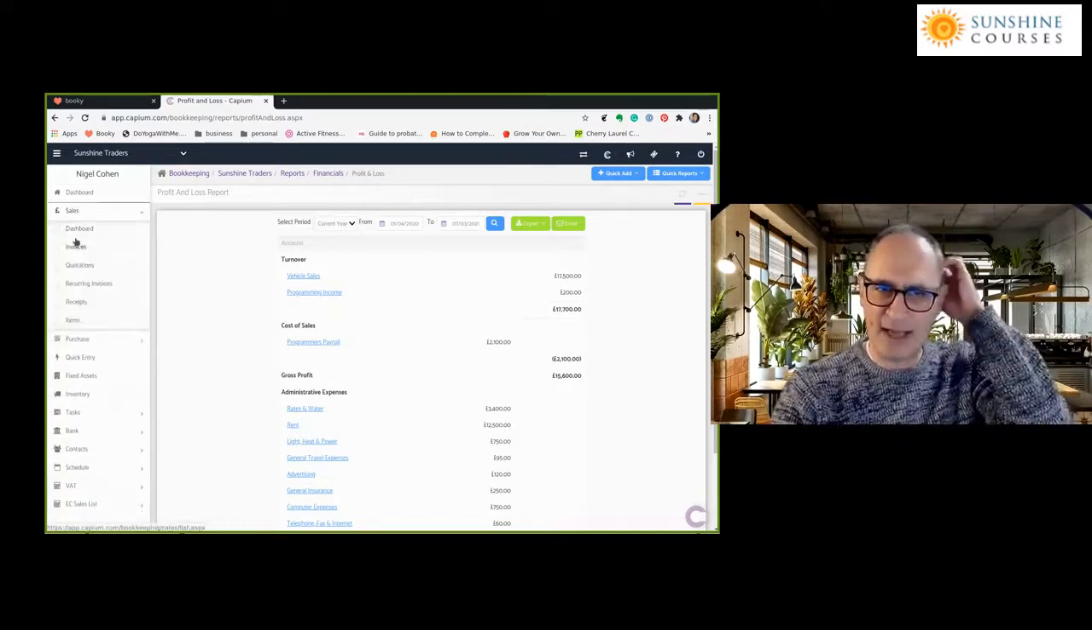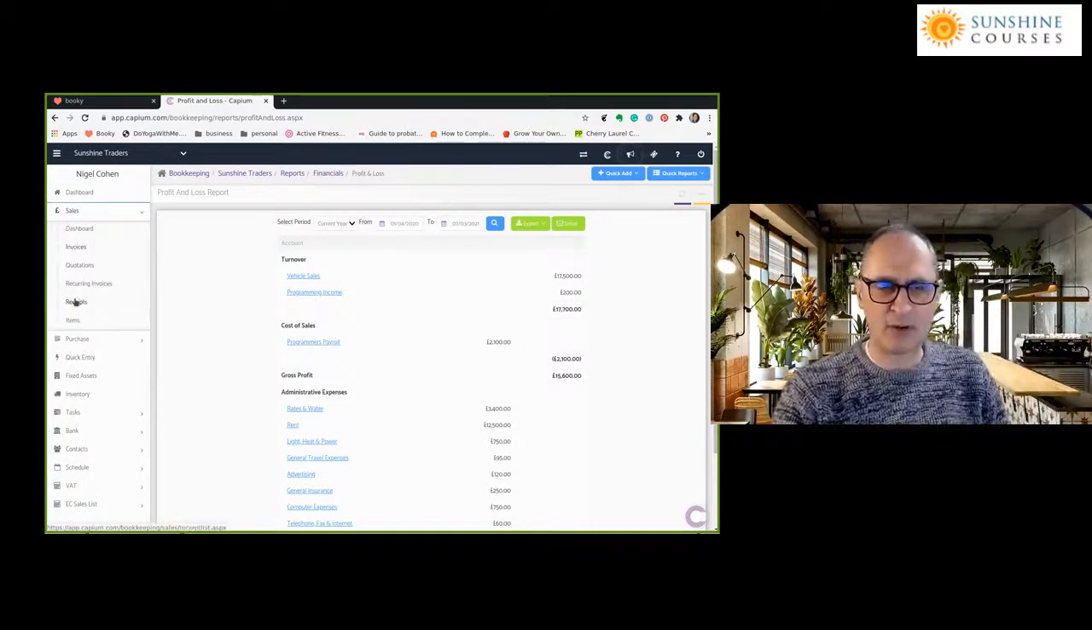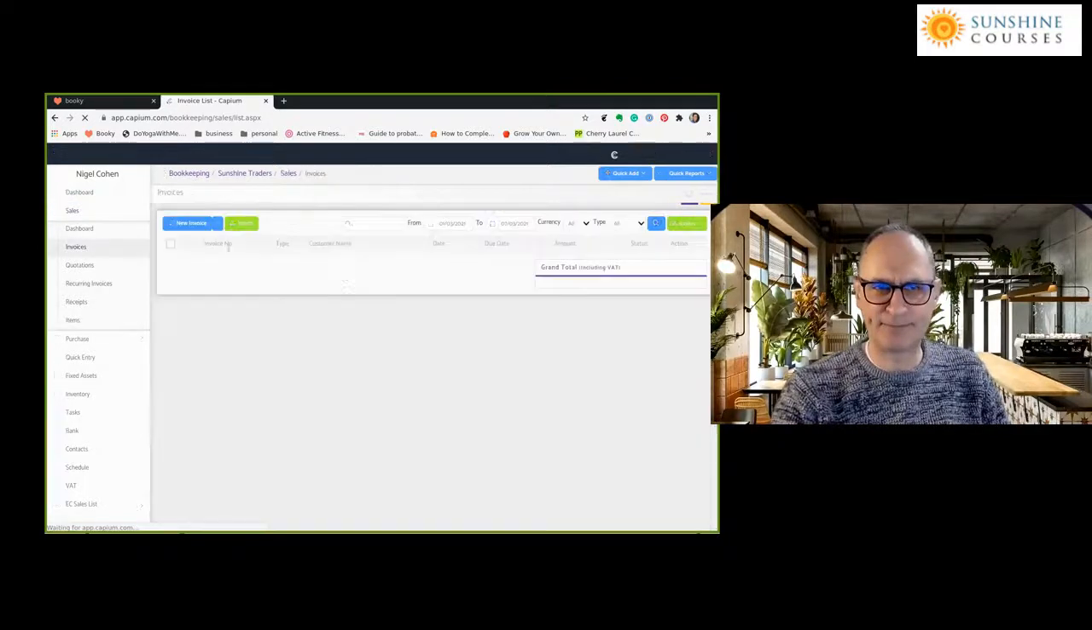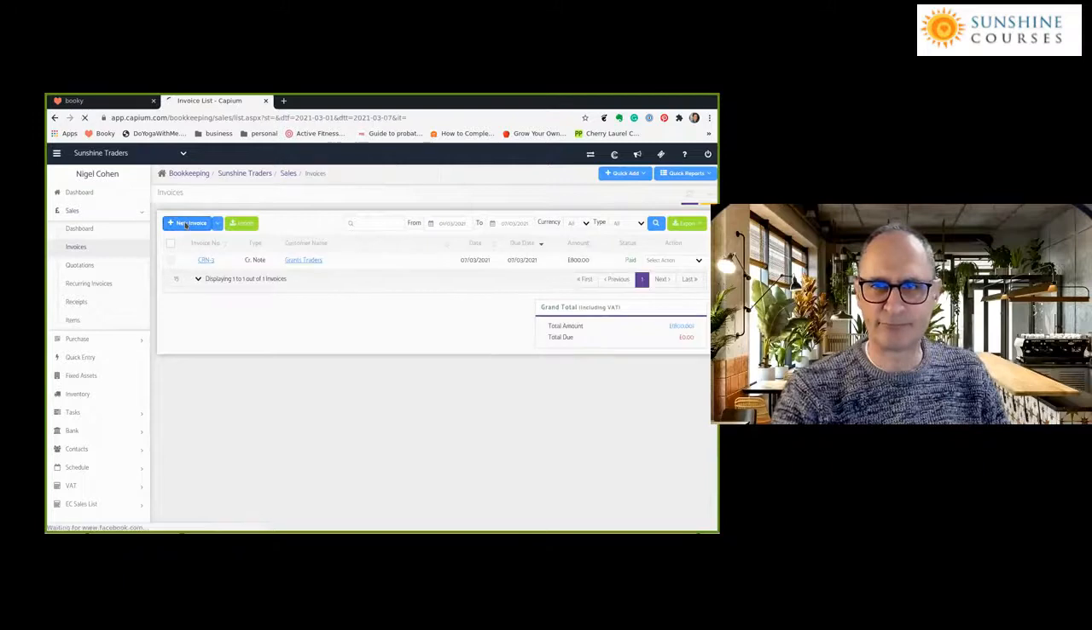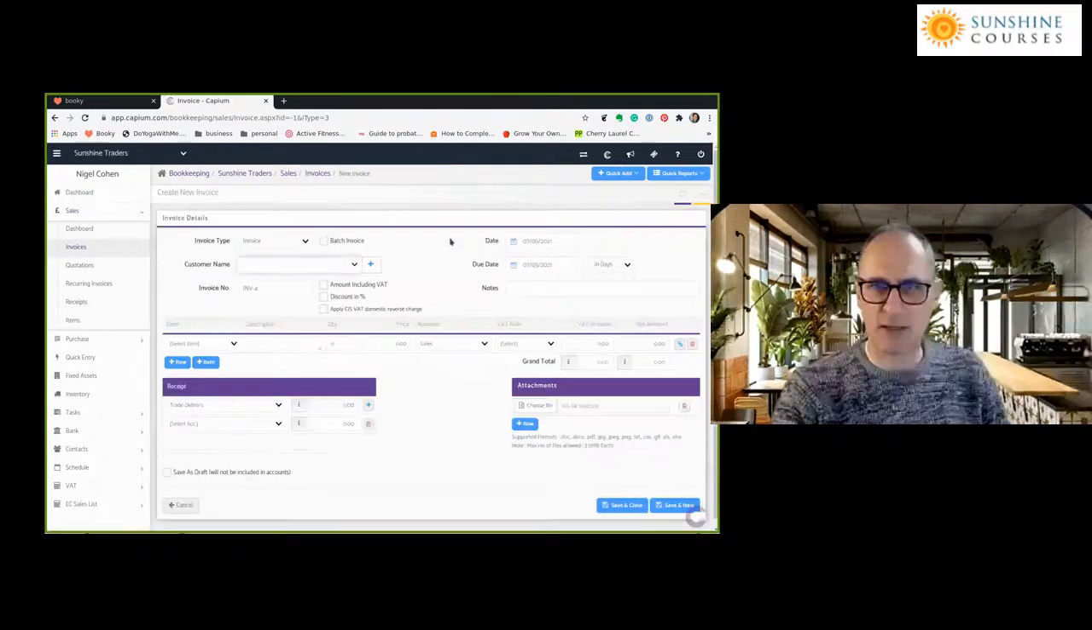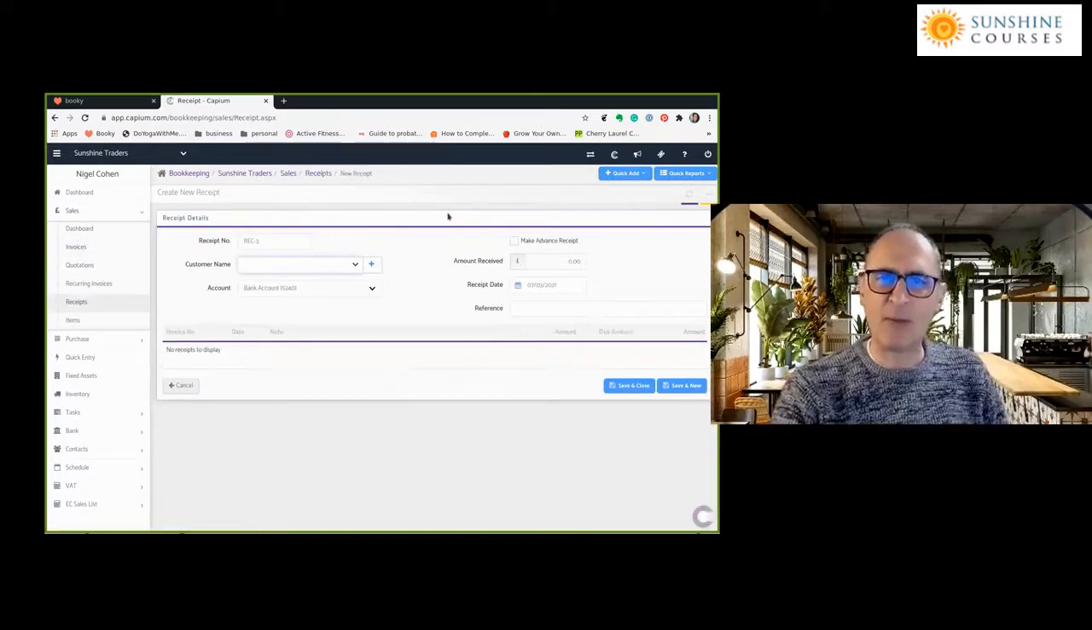If we go into sales, invoices, I'm going to add a new invoice. So I click new invoices. Beg your pardon, I've gone to the wrong section. I'm going to do a quick add receipt, not an invoice. Apologies for this. When I click new receipts, can you see this option, make advanced receipts?